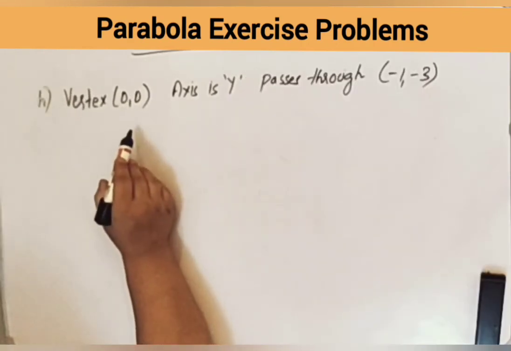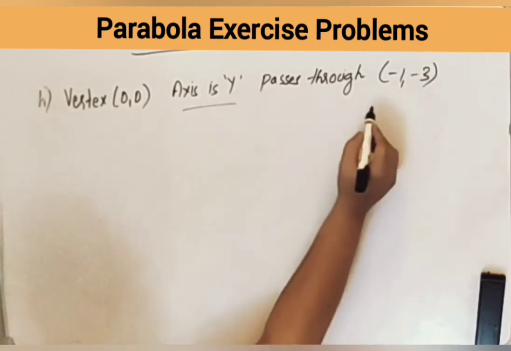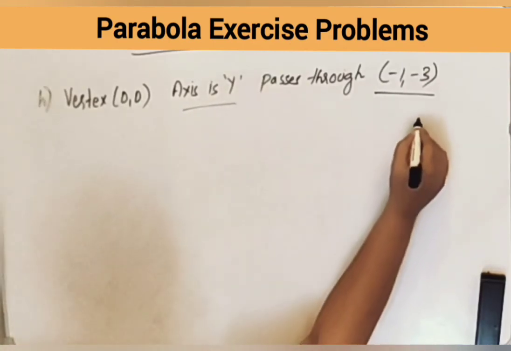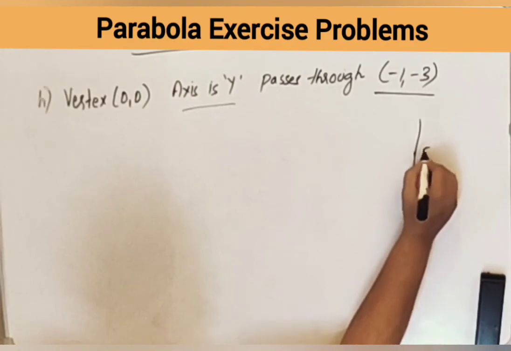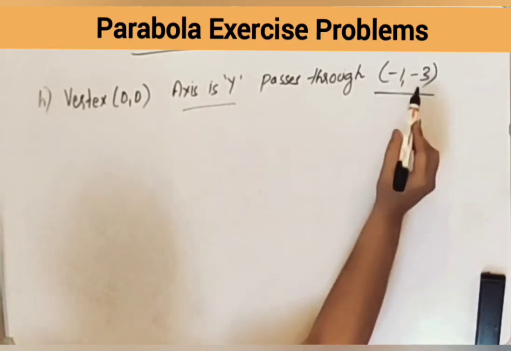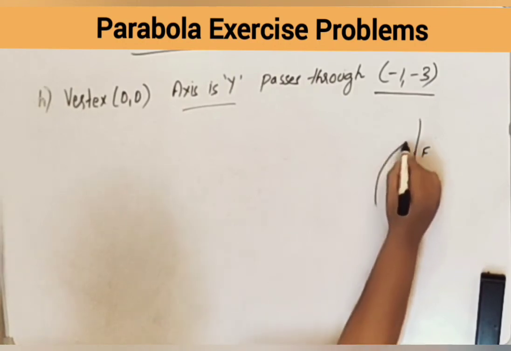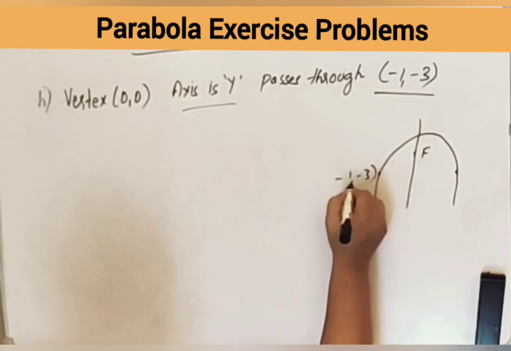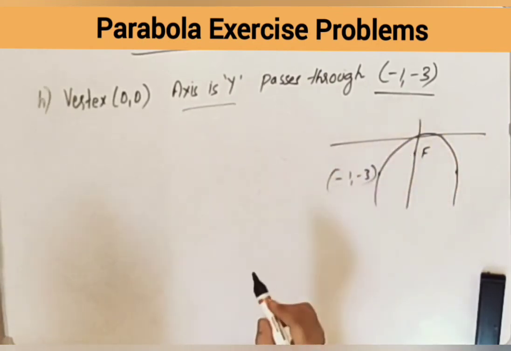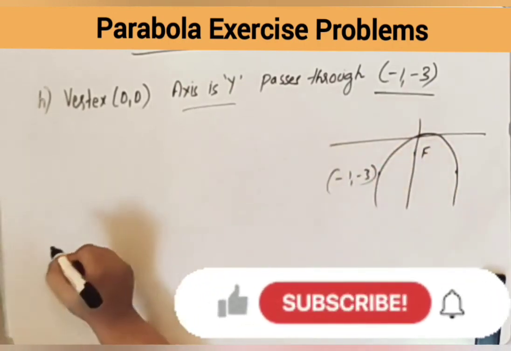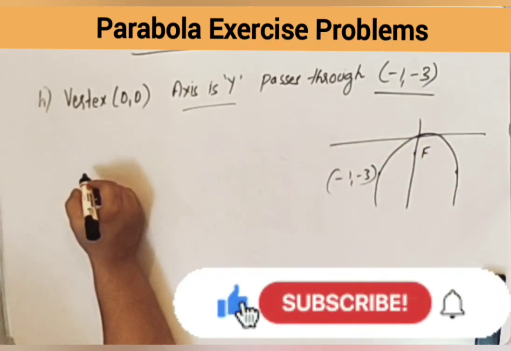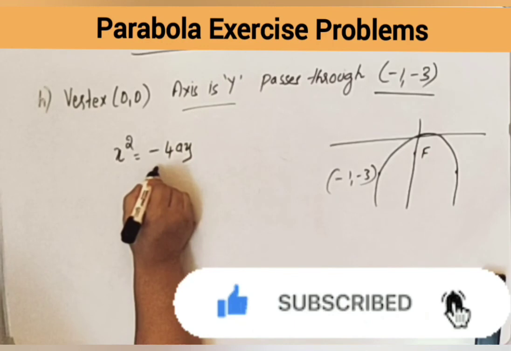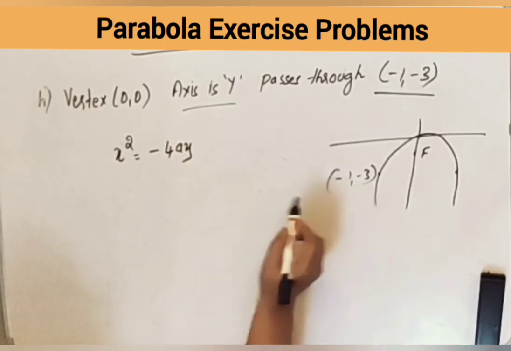Let us take another example where the vertex is (0, 0), the axis is y, and it passes through the coordinates (-1, -3). The axis is y, which means the focal point is on the y-axis. Say this is F. Now the coordinates are (-1, -3). That is, x and y are negative, which means it falls in the third quadrant, somewhere here. So this is a downward parabola. So what is the equation for a downward parabola? It is x square is equal to minus 4ay. Why minus here? Because the coordinate is lying on the negative side.